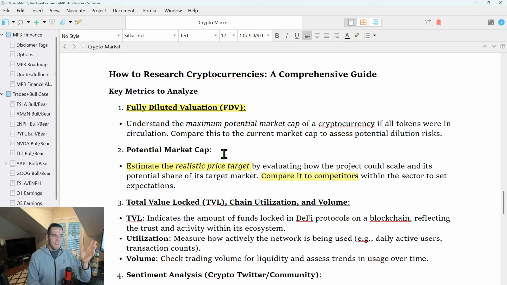Bitcoin, Ethereum, they've survived many cycles. Sure, they get cut in half. They could go down 60%, but they always bounce back higher. You can't say the same for a lot of these other tokens.